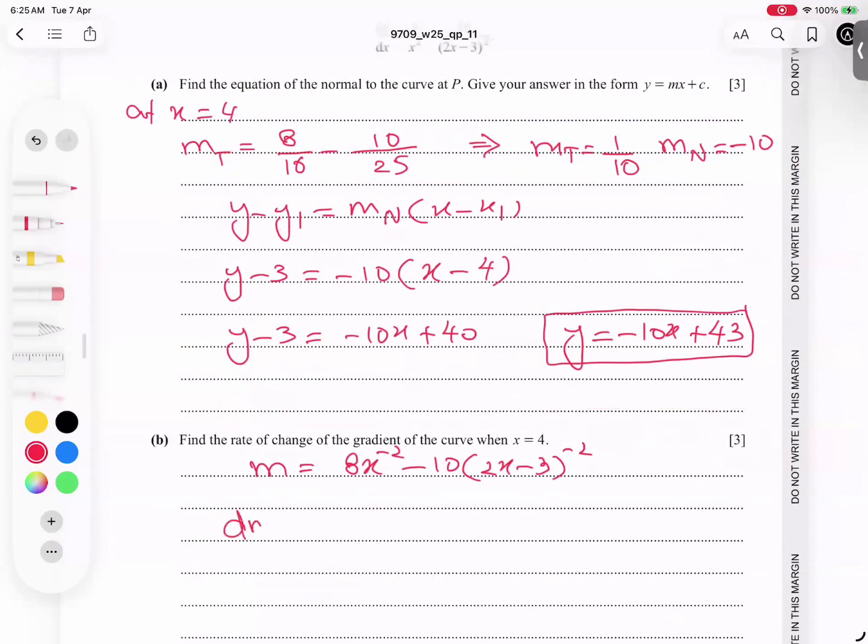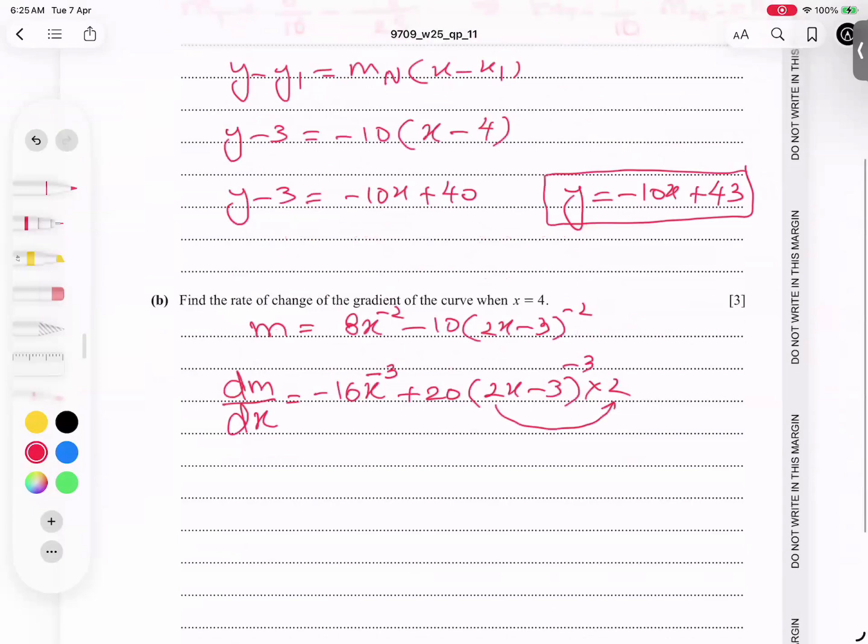So dm by dx is my task, so first of all, I will find dm by dx. The power comes down, negative 16, power 1 less. And this negative 2 comes down. We get a 20, and power 1 less becomes negative 3, into 2. This 2 comes from the base derivative: 3 has 0 and 2x gives 2, that is why I wrote 2. Simplify, and plus 40 over (2x minus 3) to power 3.